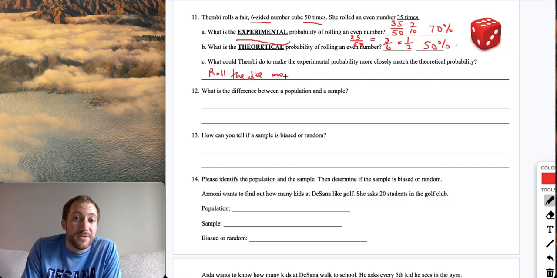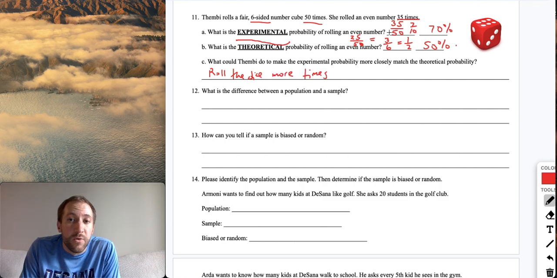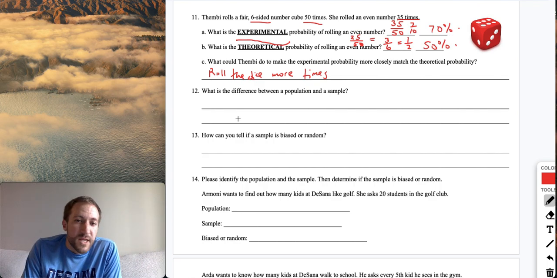Or in other words, do more experiments. Roll the dice more times. We only rolled it 50. If we rolled it 500, these two probabilities would be closer together. If we rolled it 500,000, these two probabilities would be closer together. If we rolled it 5 million, these would gradually get closer and closer together. All right, the more experiments we have, the closer the theoretical will be to the experimental.